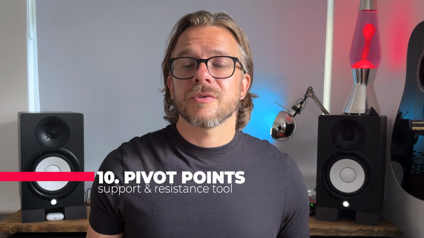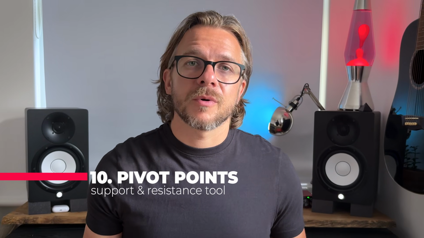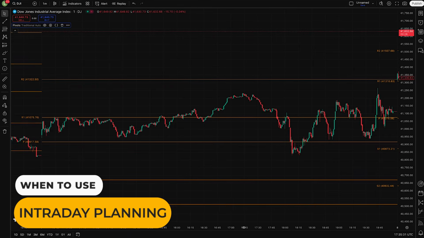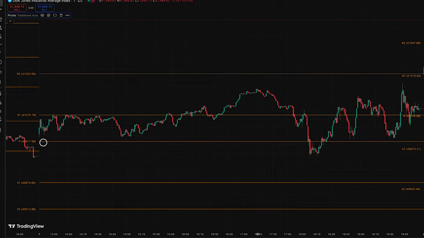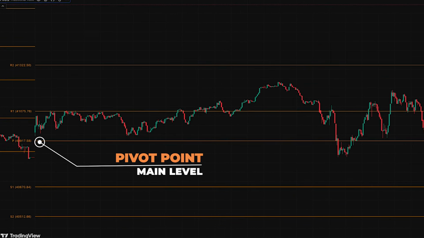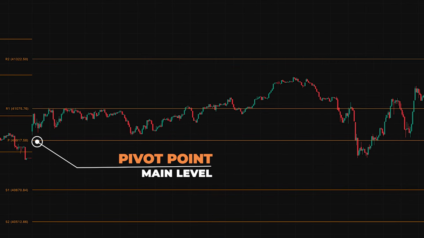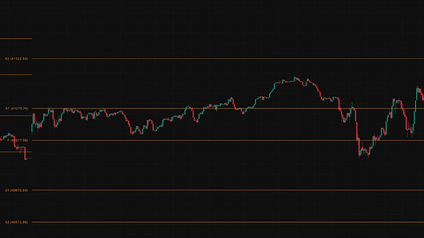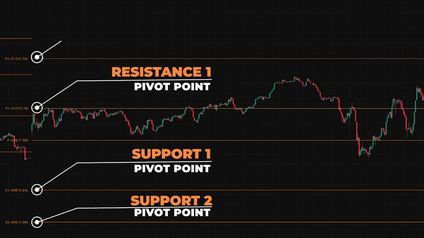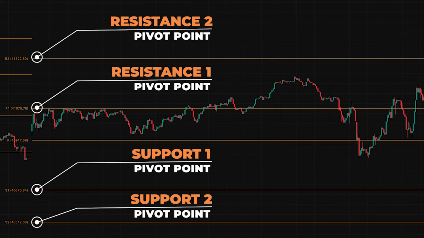Pivot points are used to identify potential support and resistance levels and are calculated from the previous day's high, low, and closing prices. The main pivot point level is this line on the chart, which is calculated from yesterday's high, low, and close price divided by 3. The other lines here are support levels and resistance levels, and they are calculated based off of the main pivot level. These are labelled S1 and 2 and R1 and 2.